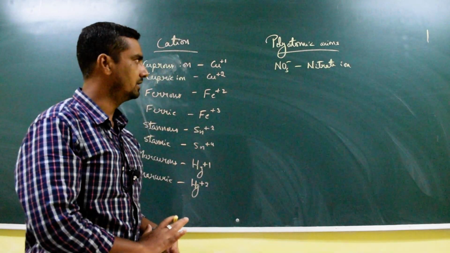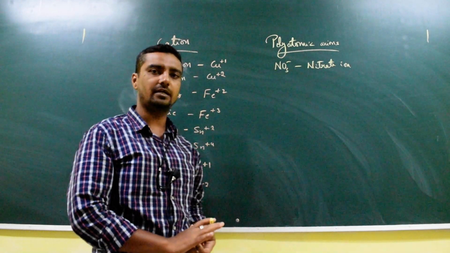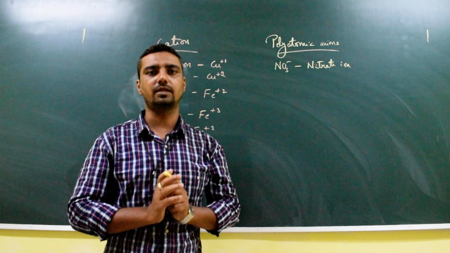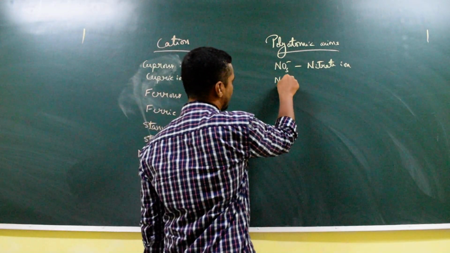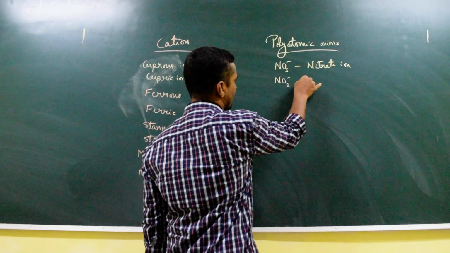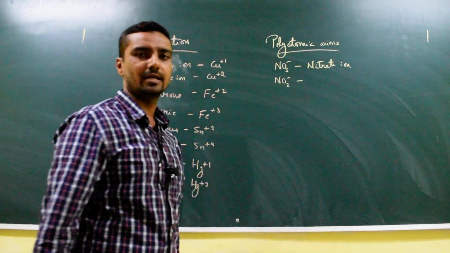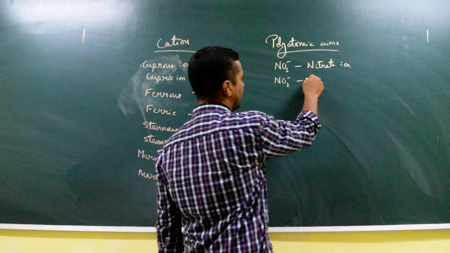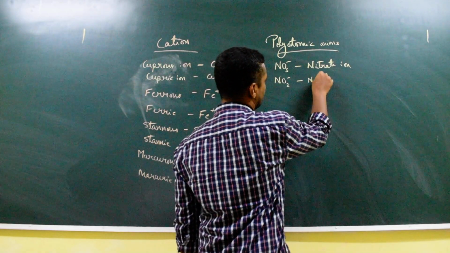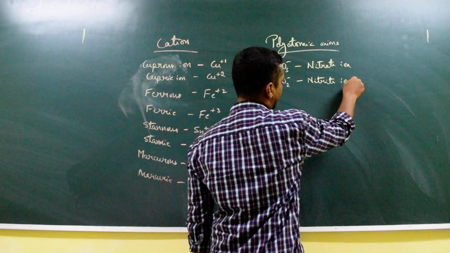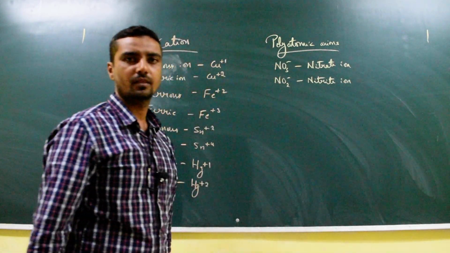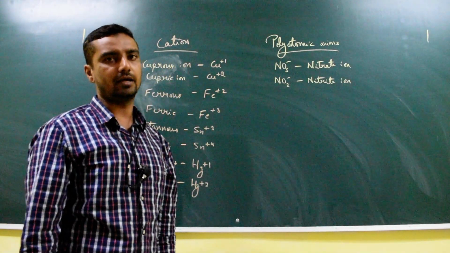If I tell you nitrate, you can remember it is NO3 minus, right? If one oxygen is less, it will become NO2 minus. One oxygen is reduced, so it becomes NO2 minus. This is nothing but nitrite. Nitrate ion and nitrite ion, right?